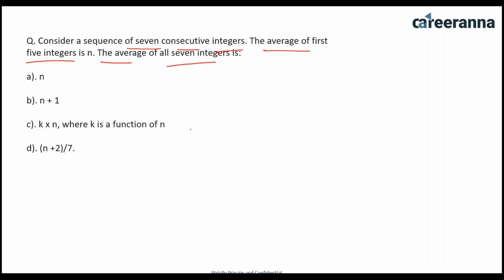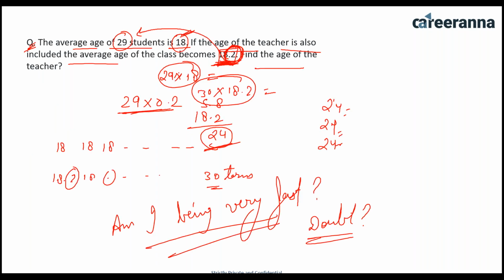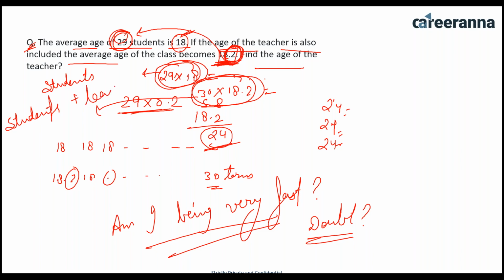Okay, Vanishi, your doubt was why subtraction? Because this is the total age of these students. Now this is the total age including the teacher. So initially I have students only. Now I have students plus teacher. If I subtract this minus this will be cancelled out and the answer will be the teacher. And this is what I have to do.